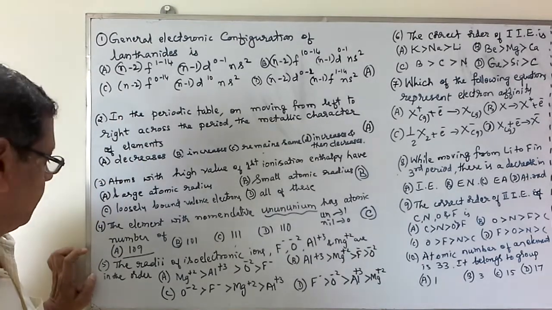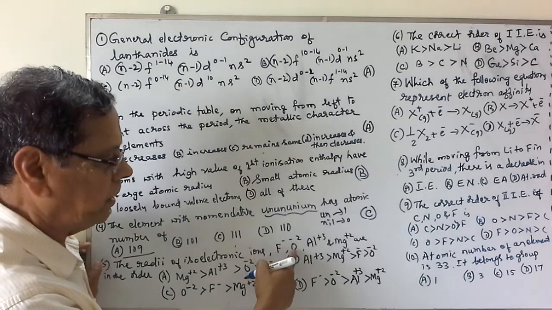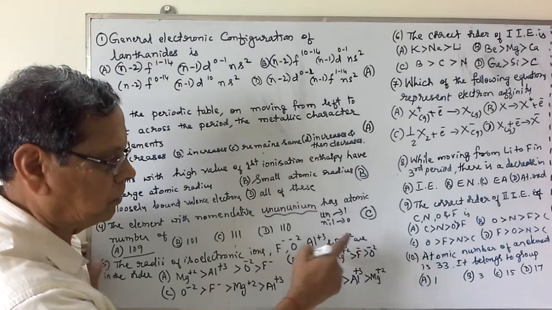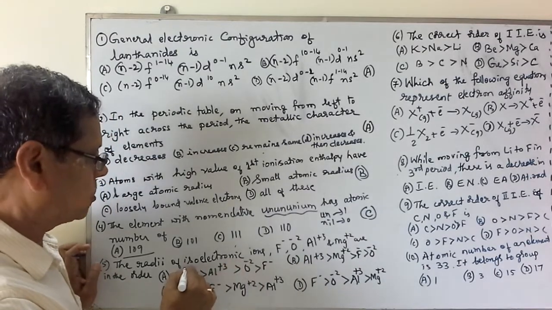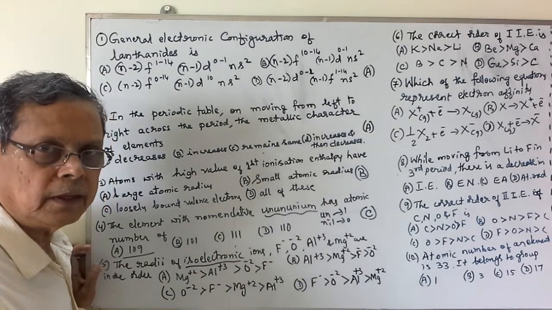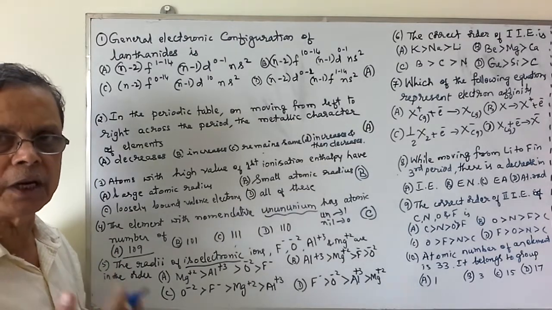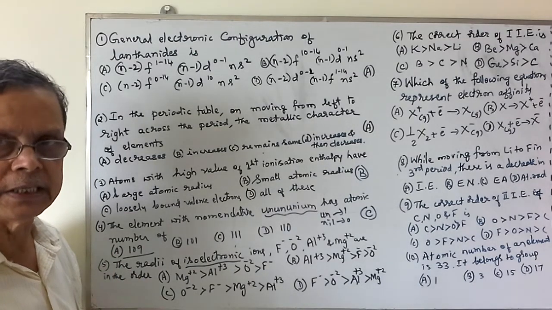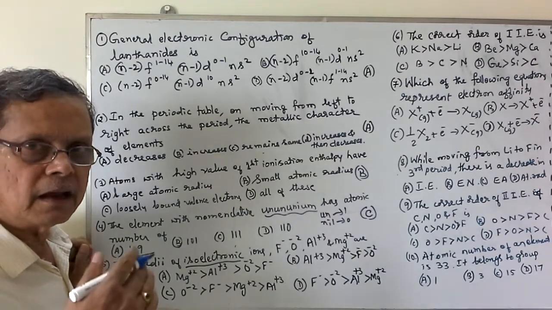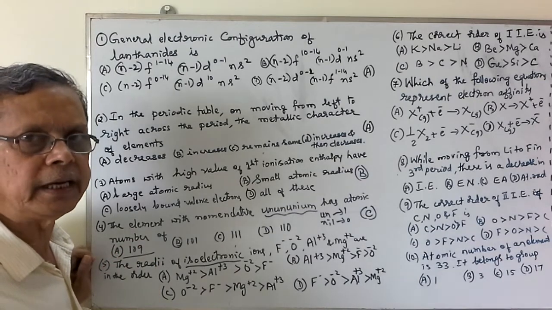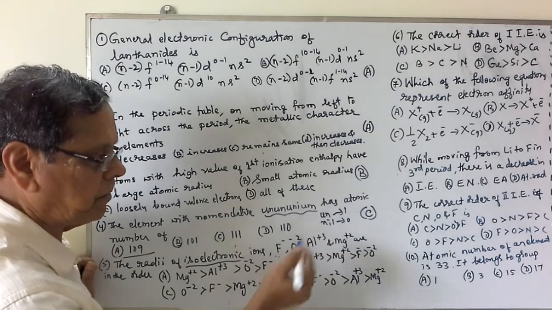The next question: the radii of the isoelectronic ions F minus, O2 minus, Al3 plus and Mg2 plus are... What is the correct order? Here, remember, in the case of isoelectronic species, as the nuclear charge increases, the attraction between the outer electrons and the nucleus increases. That's why the radius decreases. In other words, the larger the nuclear charge, the lesser the radius.